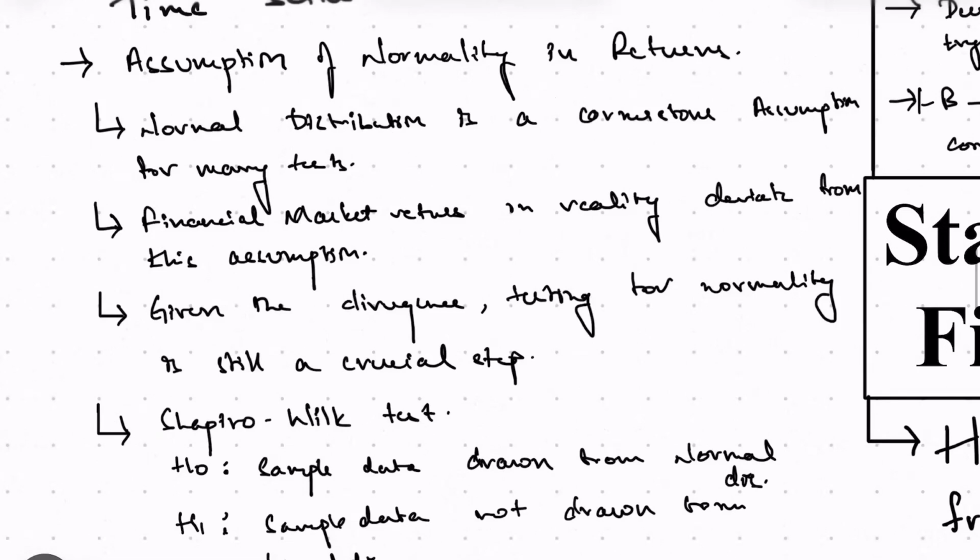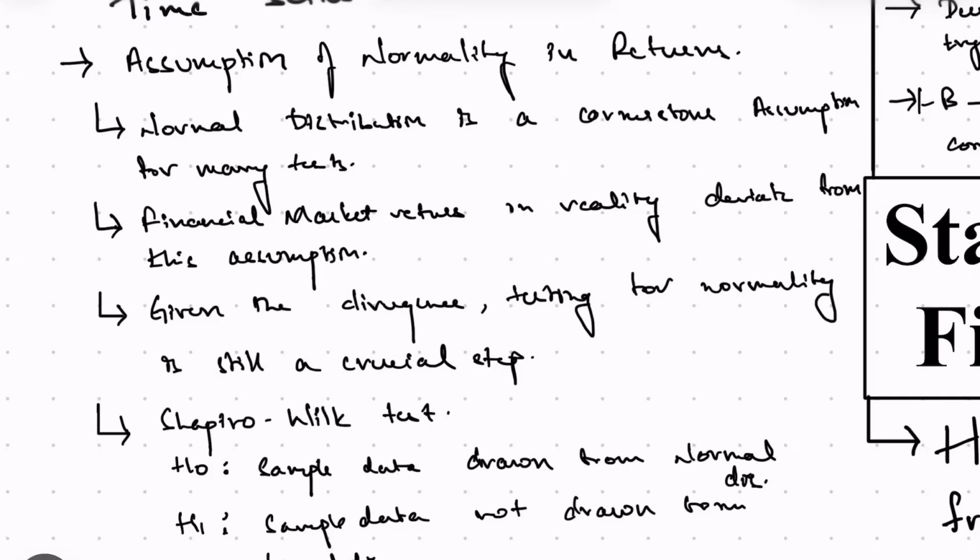The normal distribution is a cornerstone assumption for a vast array of parametric statistical tests, including the t-test, and for many foundational financial models, such as the Black-Scholes option pricing model. However, the empirical reality is that financial asset returns frequently deviate from normality. They are often characterized by leptokurtosis, meaning that extreme events occur more frequently than what a normal distribution predicts, and skewness, where the distribution is not symmetric around its mean. Given this divergence between theory and reality, formally testing for normality is a critical step.